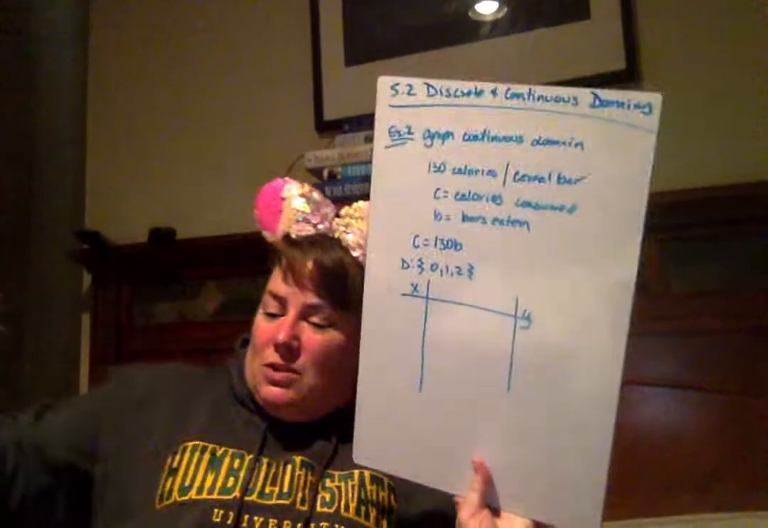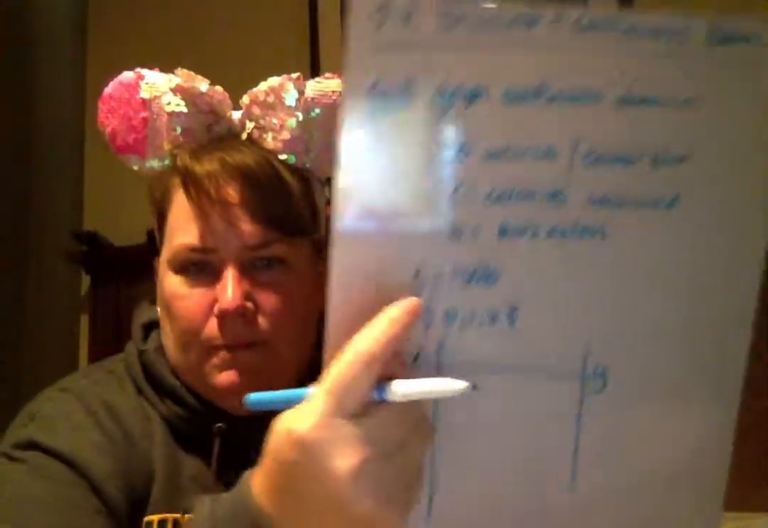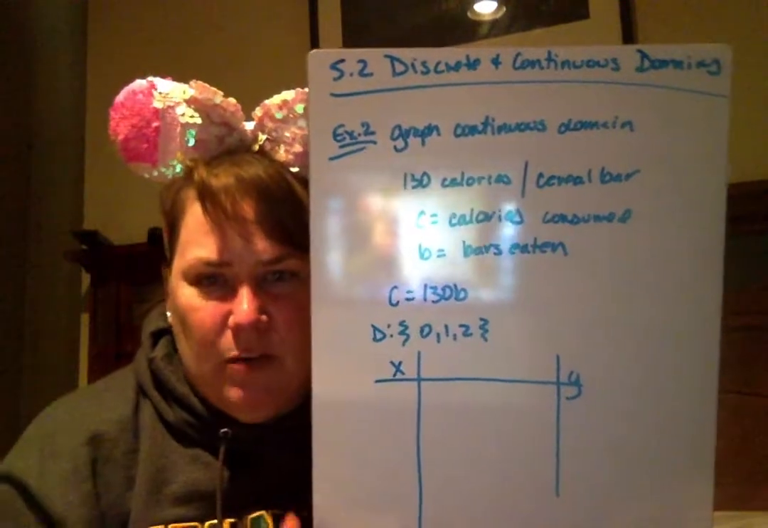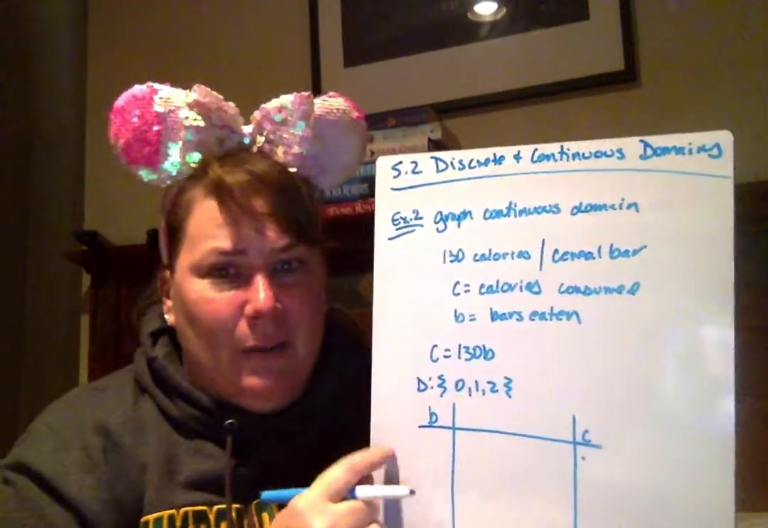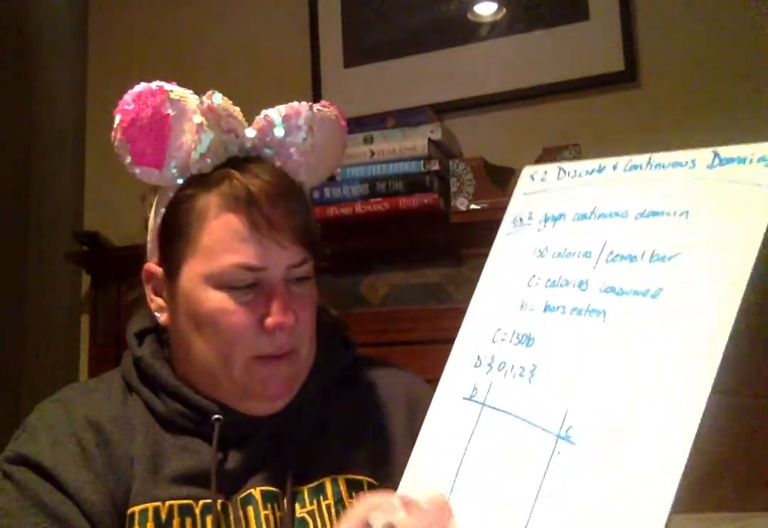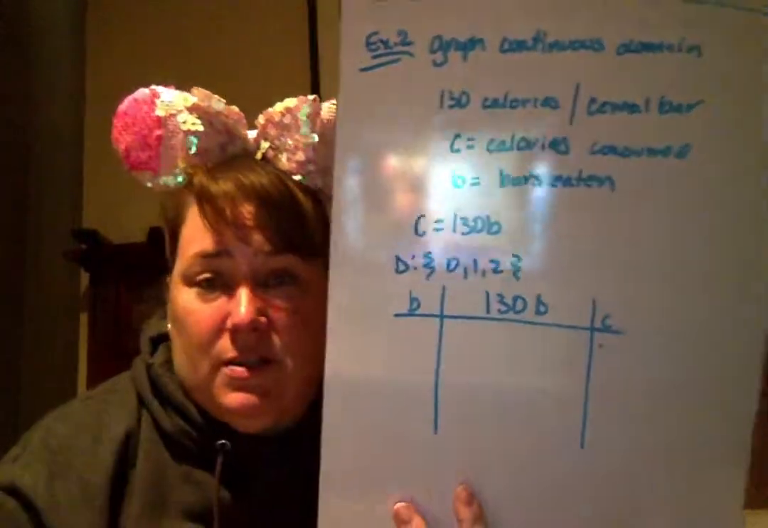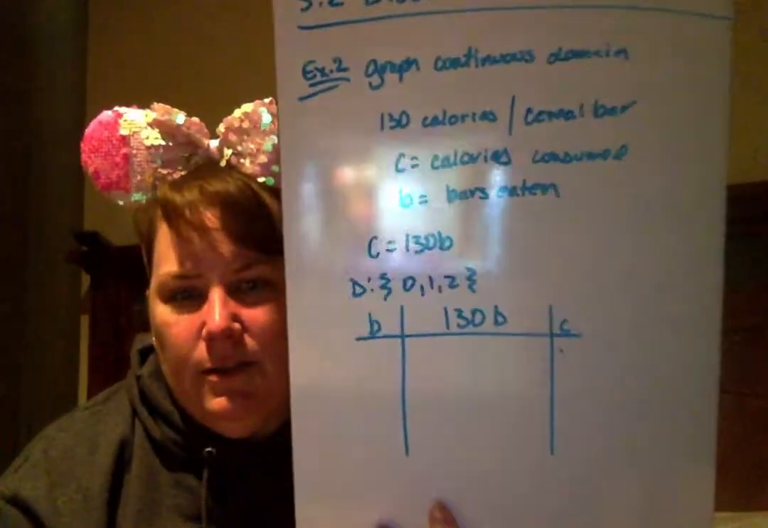So here we go. We're going to plug it into our double T chart. So X and Y, that's what we're used to. But we are going to be using C and B. Now remember, B is your independent variable, so B is going to actually be your X. And C is your dependent. Because remember, the total number of calories consumed is depending upon how many bars you eat. So that's how you want to think about that. And your function is 130b. We had to come up with this because they did not give us that. All right. So if we have 0 bars, are we consuming any calories? No.